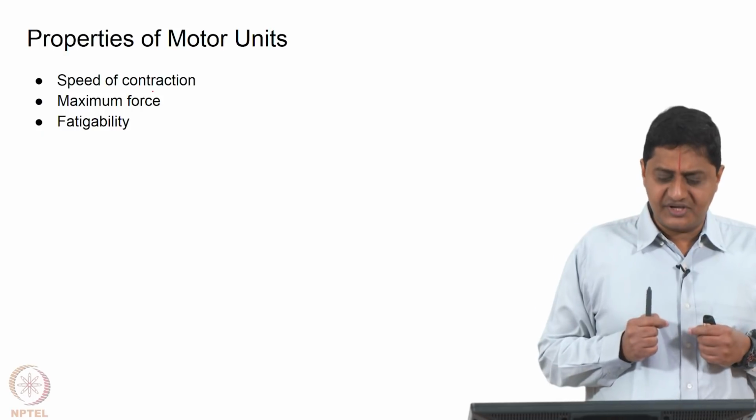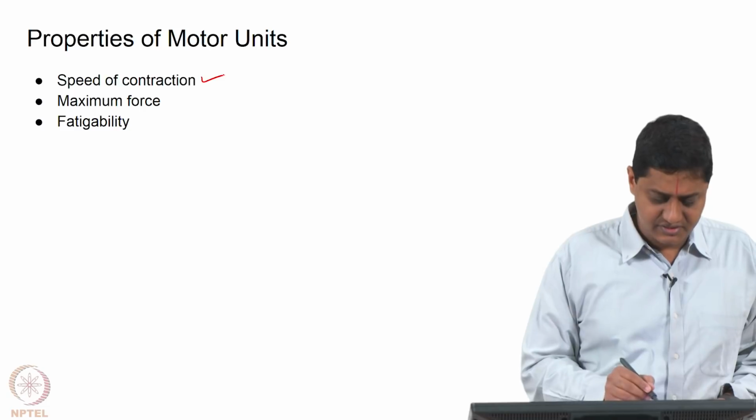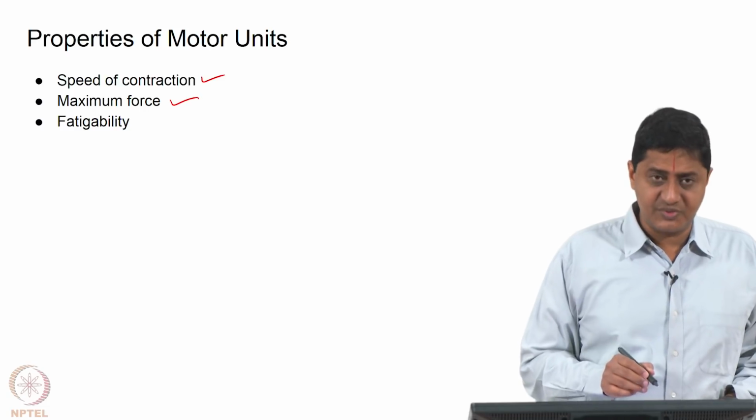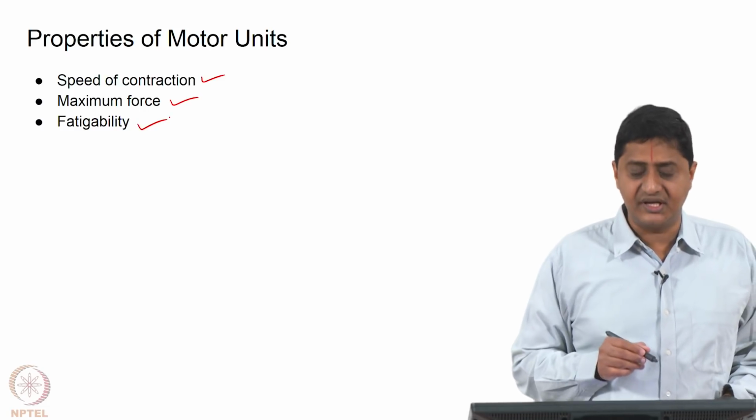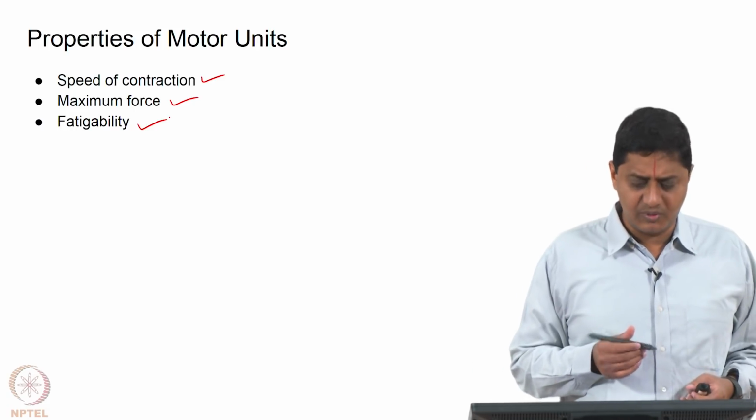So, there are different properties of motor units. These properties are the speed of contraction, the maximum force that can be produced by a motor unit, and the fatigability of the unit. There are some correlations between these properties, and we will see them one by one.